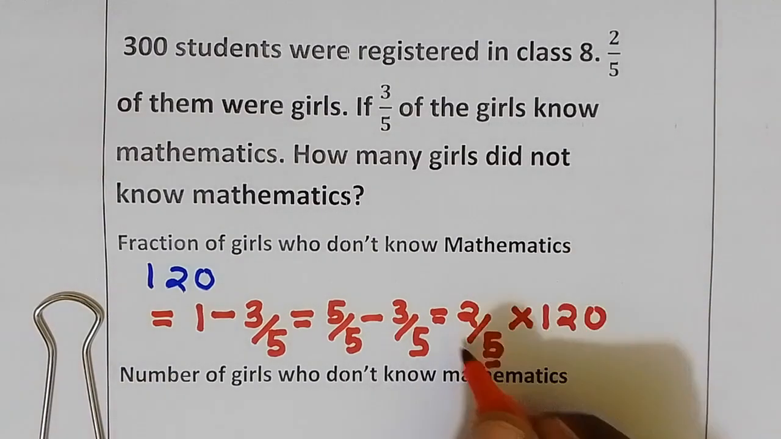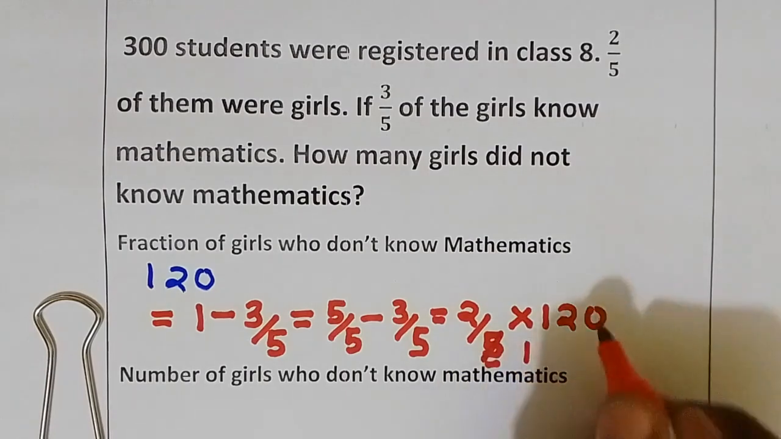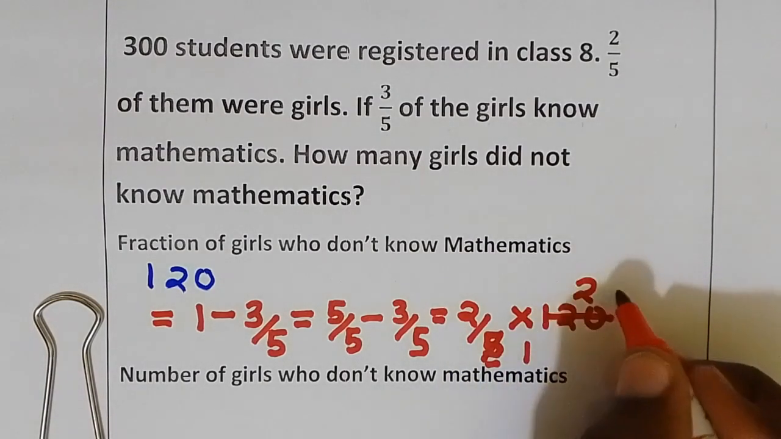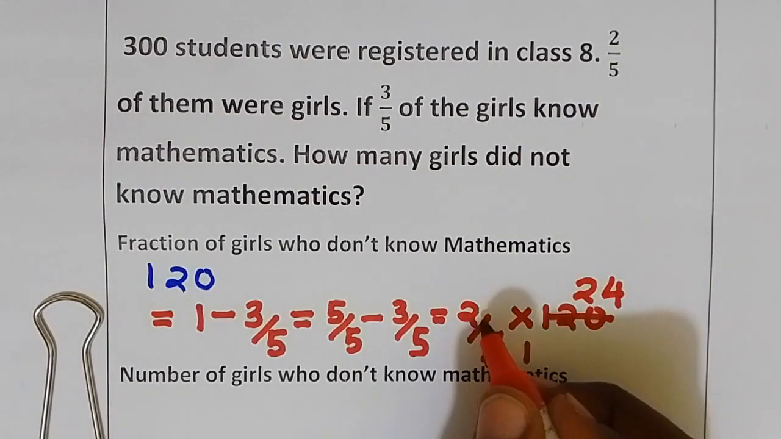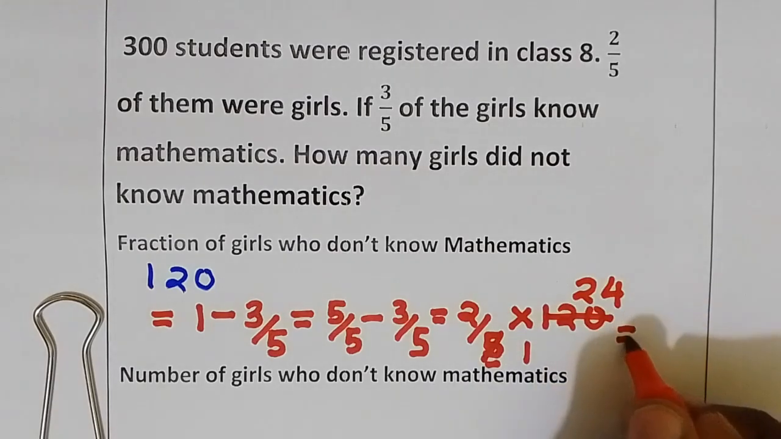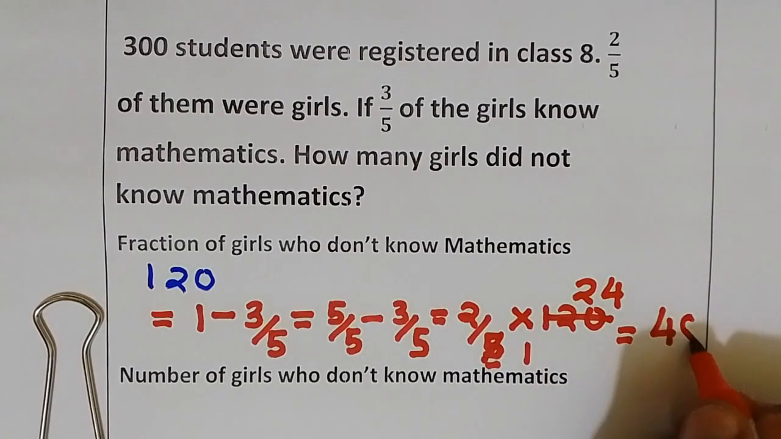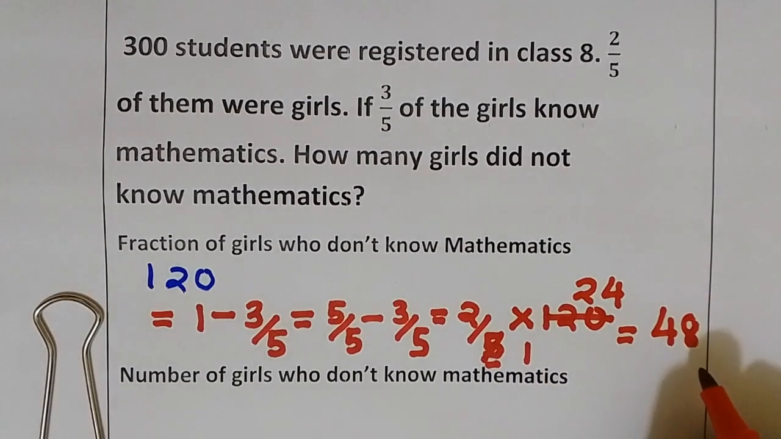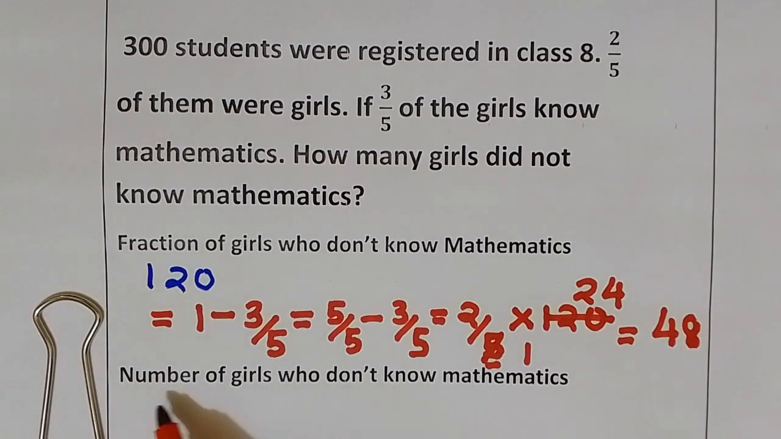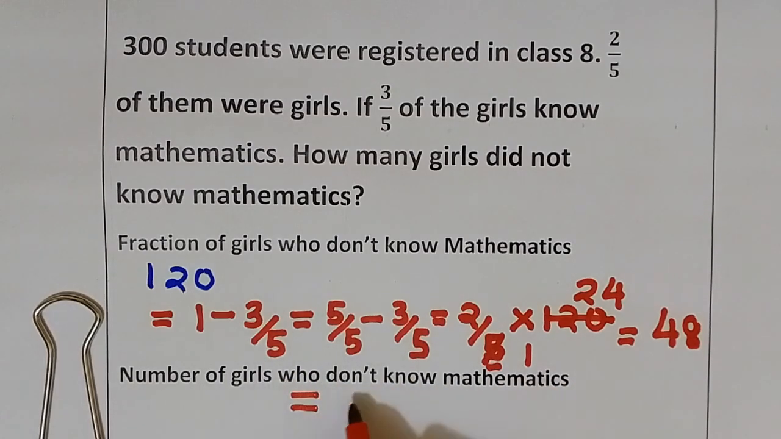We can simplify here by 5; 1 by 5, it is 24. 2 multiplied by 24, we get 48. So we have 48 girls who don't know mathematics. So the number of girls who don't know mathematics is equal to 48. Hope you understand this word problem.